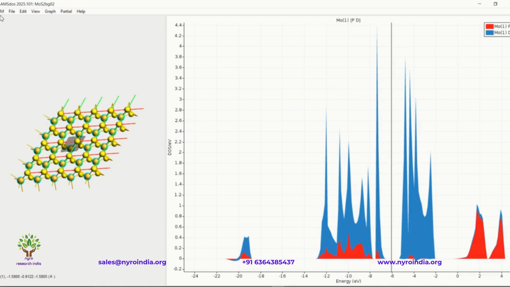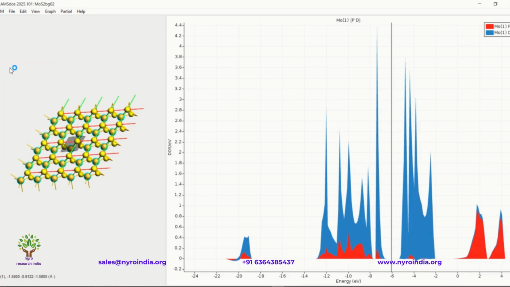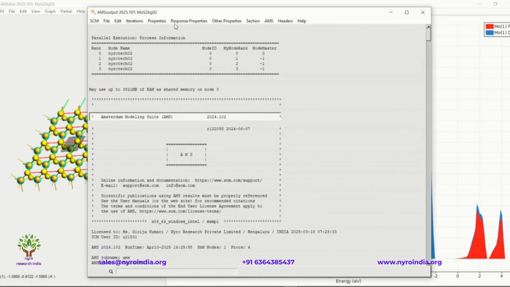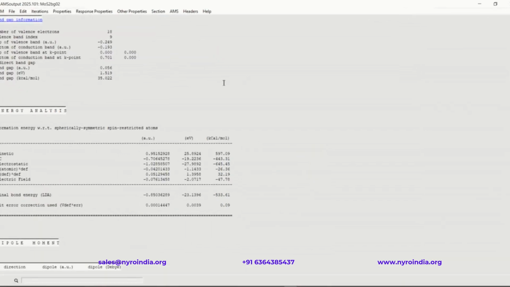So let me go to the output file so we will get a more theoretical idea about these so-called results, and let me show you what is actually the band gap information from this image. So this is the band gap information for this molybdenum disulfide calculation: how many valence electrons, the valence band index, the top of the valence band, the bottom of the conduction band, the valence band at K points, etc. And also the indirect band gap information in various units.